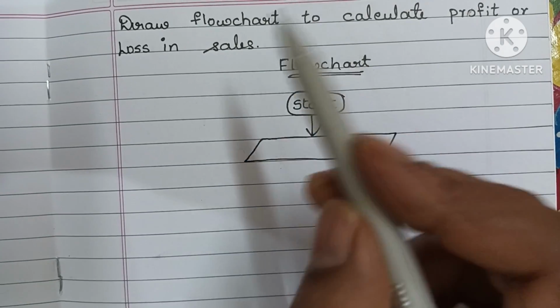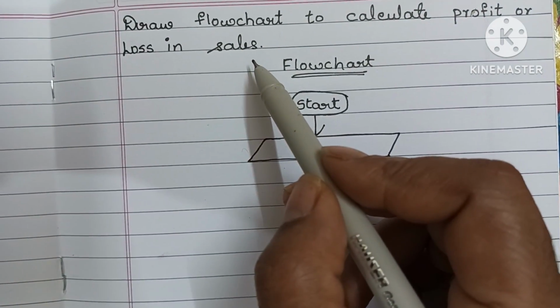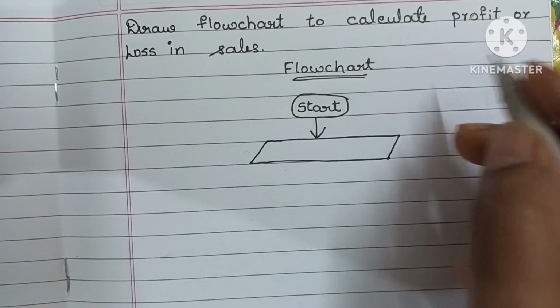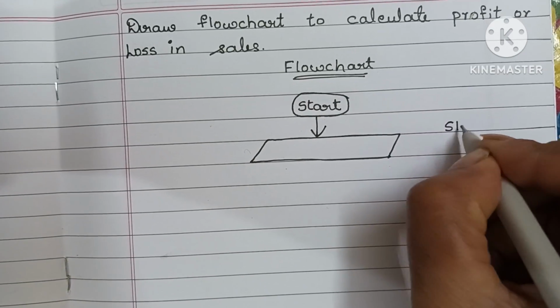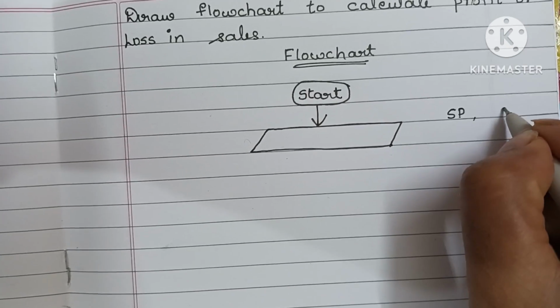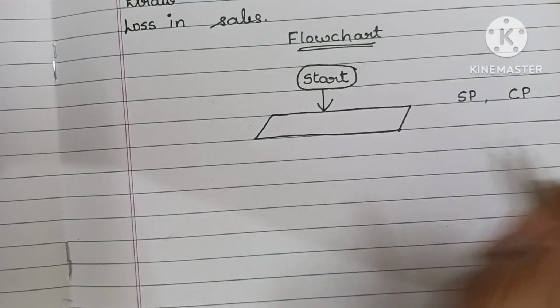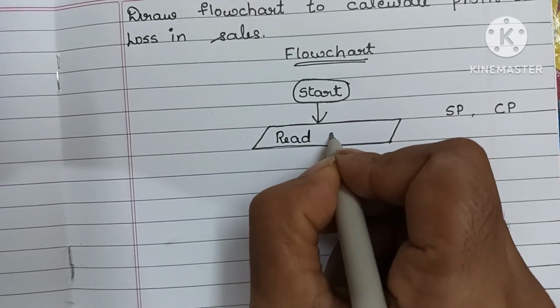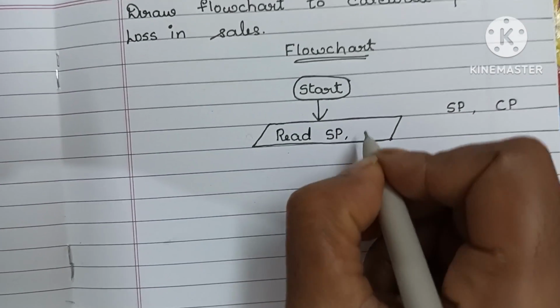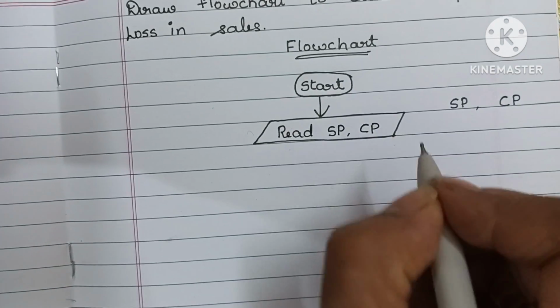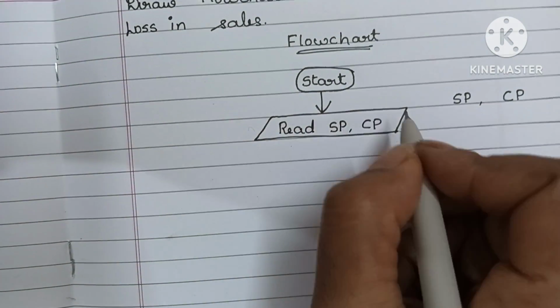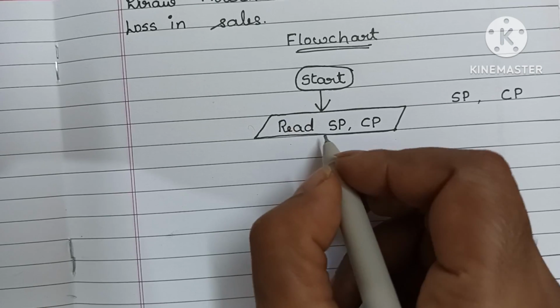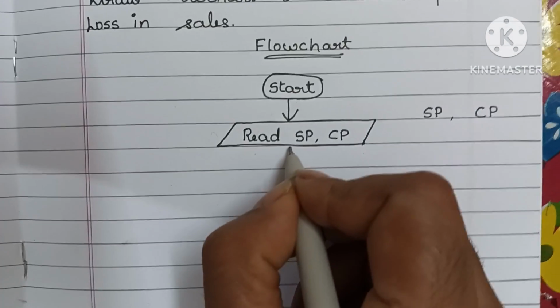Here we have to calculate profit or loss in sales, right? So here we have to read selling price SP and cost price CP. Initially we have to read SP, that is selling price, and CP, that is cost price. Input values are always written within a parallelogram shape.